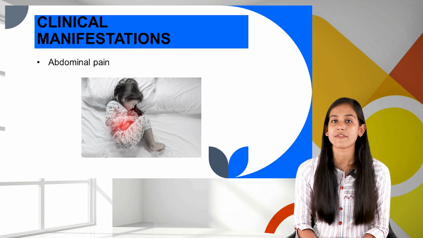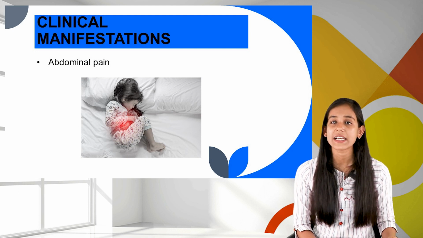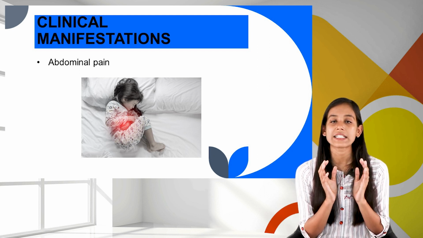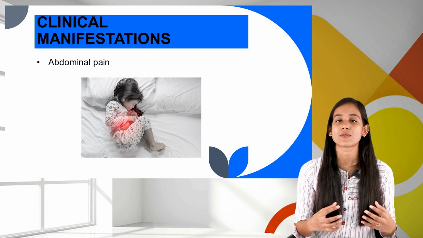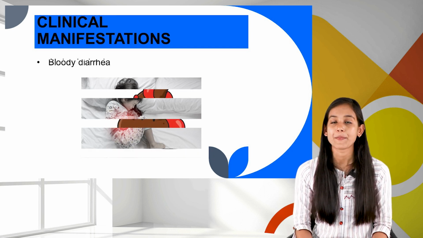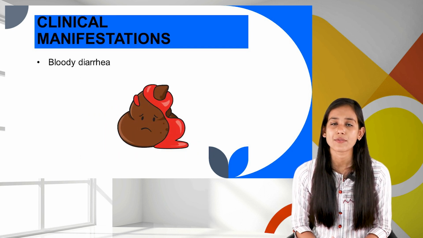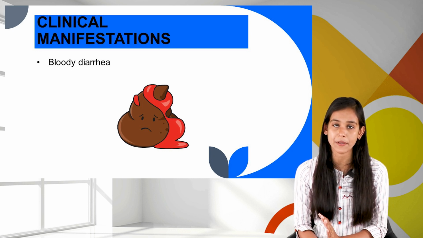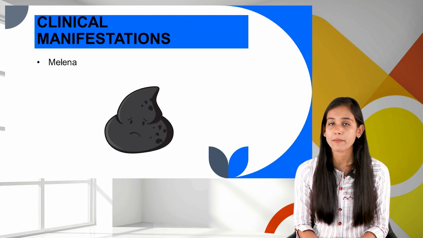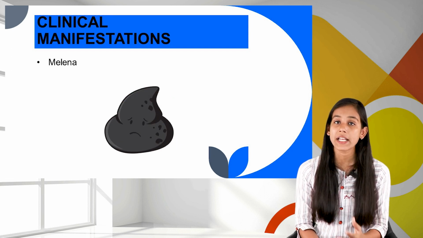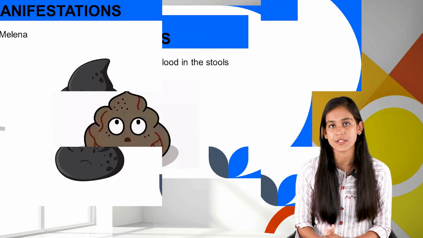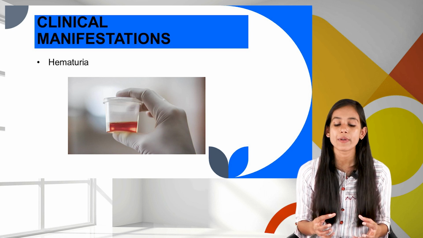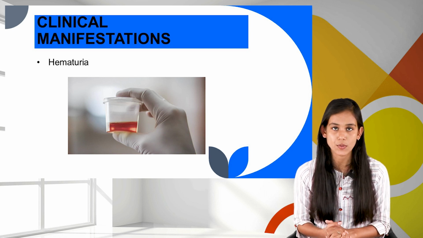Also, the child will have abdominal pain because again it can cause mesenteric vasculitis, right? So if it is getting stuck in the gut, then again the child will have abdominal pain. Also, that would cause bloody diarrhea. This is also very common in Henoch Schonlein Purpura. Apart from bloody diarrhea, the child will have melena, which means dark stools. Also, there will be hematochezia. Hematochezia means there would be bright red blood in the stools, right?